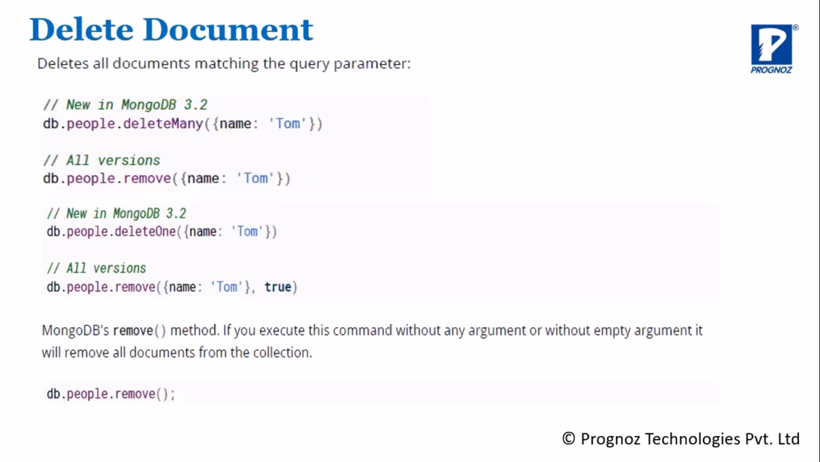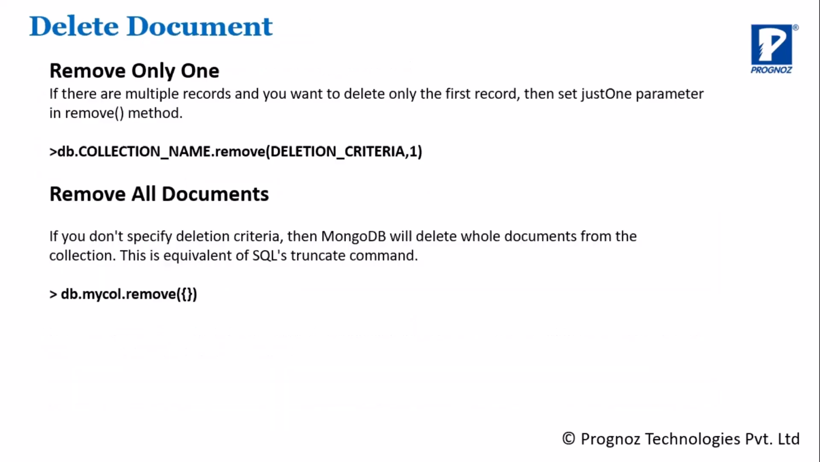We can delete, and we saw how to use the remove method also. The remove method works for all versions, whatever version of MongoDB is present, everywhere we can use it. So we can use remove, we can use deleteMany, we can use deleteOne. Okay, these methods we can use.